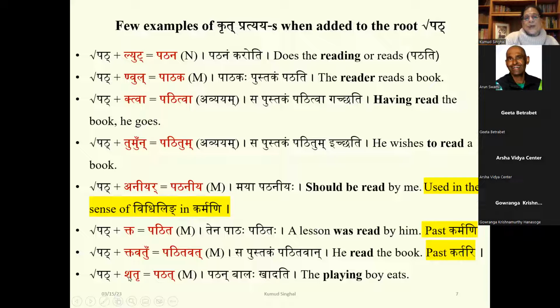So pat, if you add a shatra Pratipadikam, the resulting Pratipadikam is pathat. So like pathan balah khadati, the playing boy eats, or the boy who is playing eats. So these are some examples of the resulting Pratipadikam or Avyayam when you add the Krit suffixes to a dhatu pat.